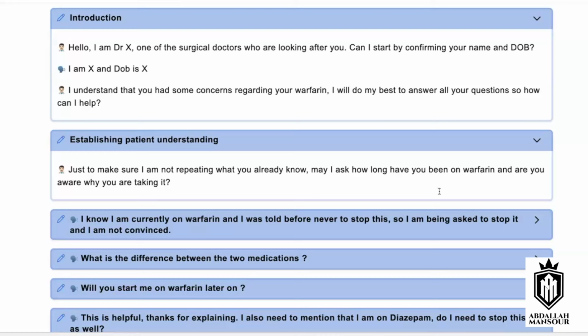Well, doctor, I'm not sure if this is convincing to me, really. So basically, you said that I will have to be off this medication to avoid bleeding during the surgery, but you're gonna put me on a different medication that's again a blood thinning medication. So I don't really get it. What's the actual difference between them?